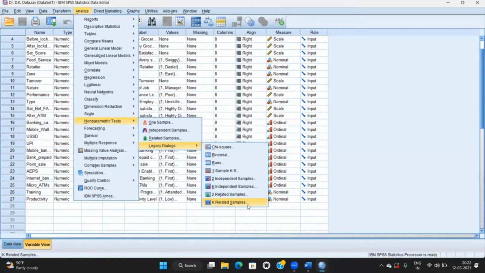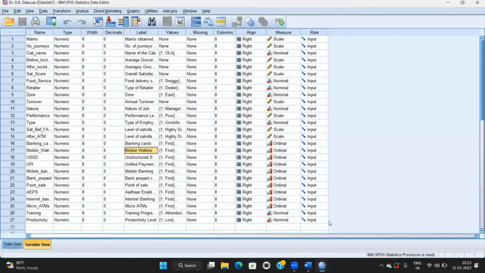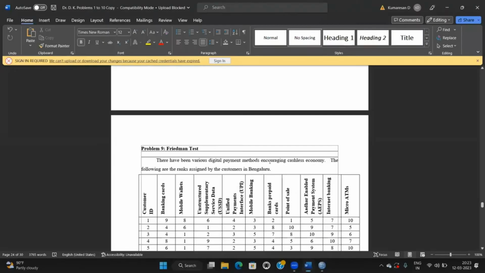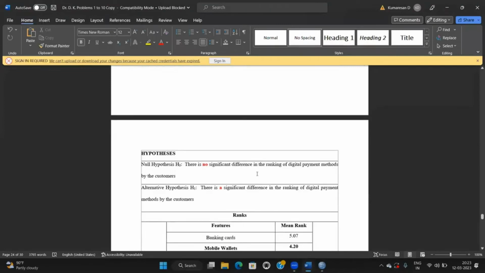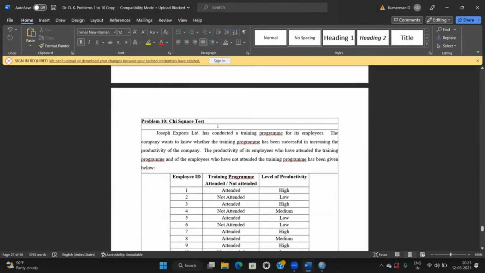In the case of 2 independent samples, we have to apply the Mann-Whitney U test. In the case of K independent samples, we are applying the Kruskal-Wallis test. In the case of 2 related samples, we are using the Wilcoxon test. In the case of K related samples, we are using the Friedman test. That's all. So one more test is to be discussed. It is the chi-square test.